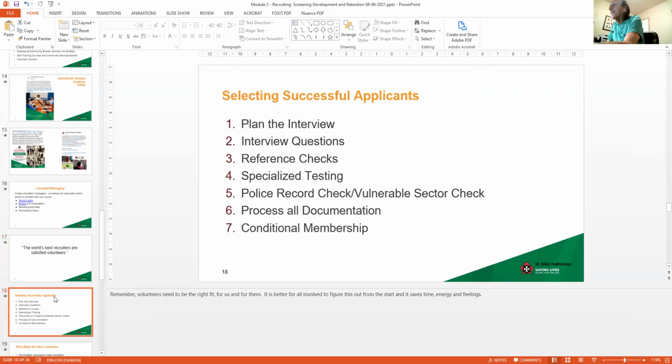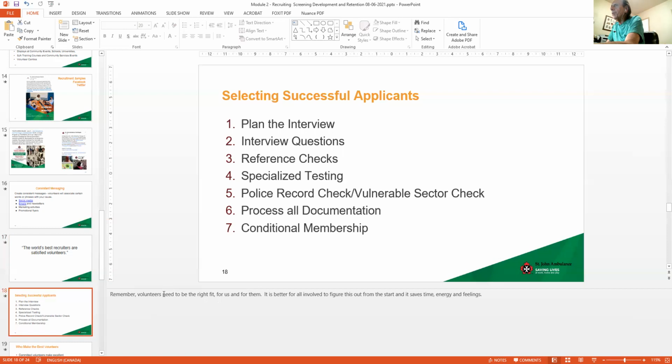All right. Next slide, number 18, selecting successful applicants. This is just a logical or chronological organization of the steps of recruiting. Again, it's fairly straightforward, motherhood stuff. I think that's pretty clear.